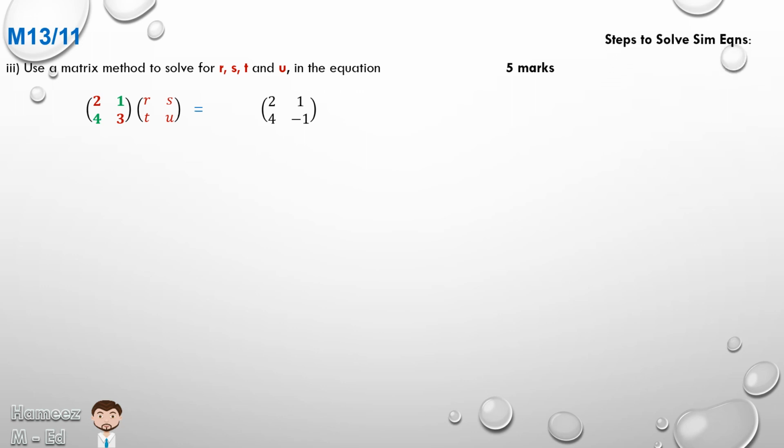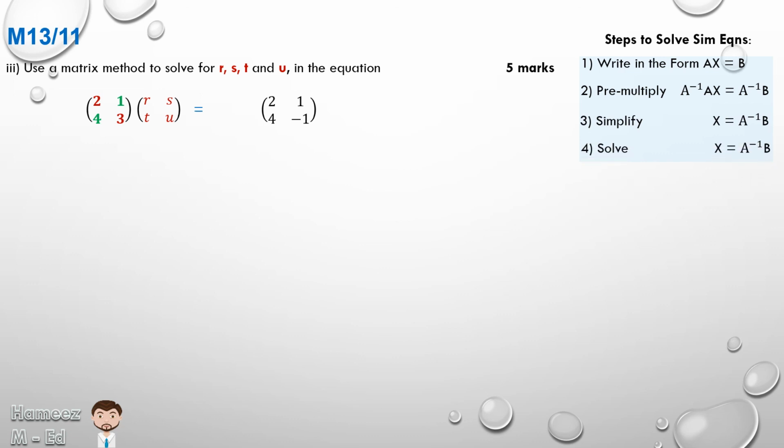steps, which are to write it out into some format like matrices. A times X is equal to B, and then pre-multiply in order to get rid of the A on the left-hand side, and then X is equal to A inverse B, and substitute and solve. So we're going to do the same steps. So the first thing is to write the format. So the format is M times X is equal to B.